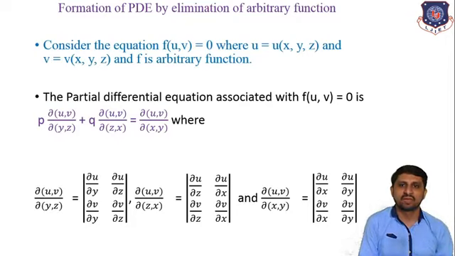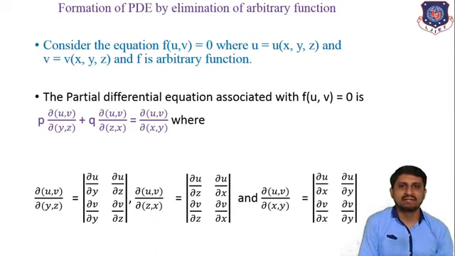this important formula. You can see on the screen, the partial differential equation associated with this type of equation f of u, v equal to 0 is p into del(u,v) by del(y,z) plus q into del(u,v) by del(z,x) equals del(u,v) by del(x,y), where all these derivatives are nothing but Jacobian determinants.